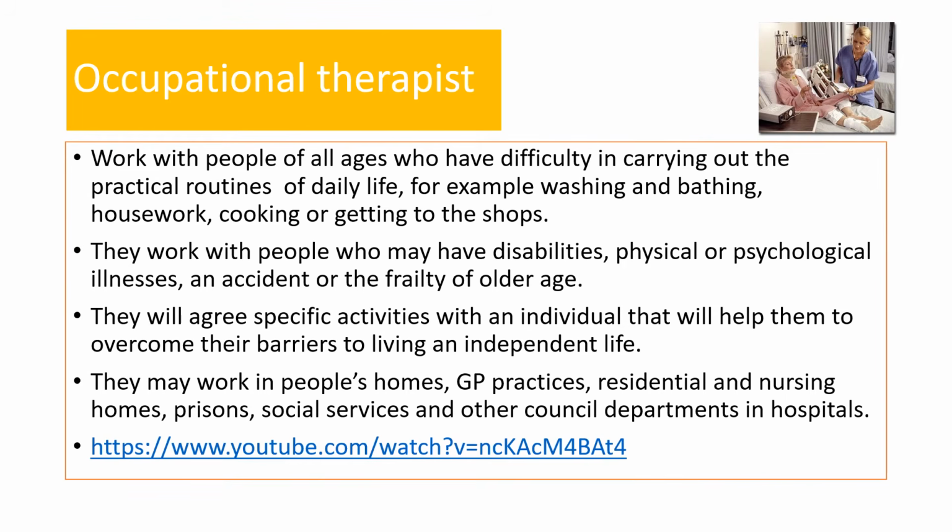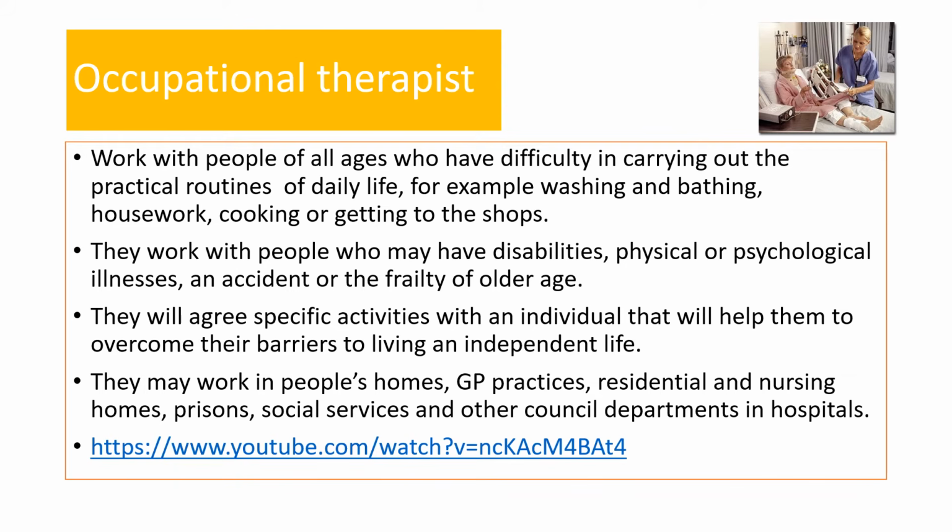Occupational therapists fall under the social works category. They work with people who have difficulty in carrying out practical routines of daily life. So they may have a physical disability, a psychological illness, they may have had an accident, they may be elderly and struggling to walk. They will work with those people to help them remain as independent as they possibly can. For example, if someone finds themselves suddenly paralysed, ending up in a wheelchair, they could suggest ways in which they could remain mobile.